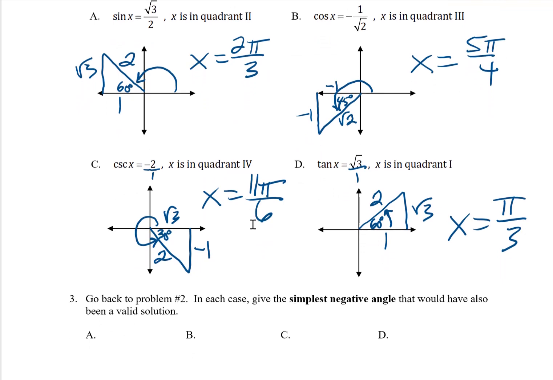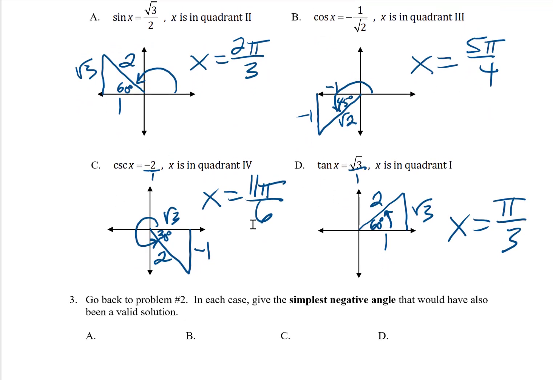Now, problem number 3 says go back to each one that we just did in number 2 and give instead the simplest negative angle that I could have used. The pictures are all the same. I just need to think about what negative angle would land me at the same spot. In this case, it would be 180 plus 60 is 240, -240 because I'm rotating around clockwise, and 240 is 4π/3 in radians, so -4π/3.